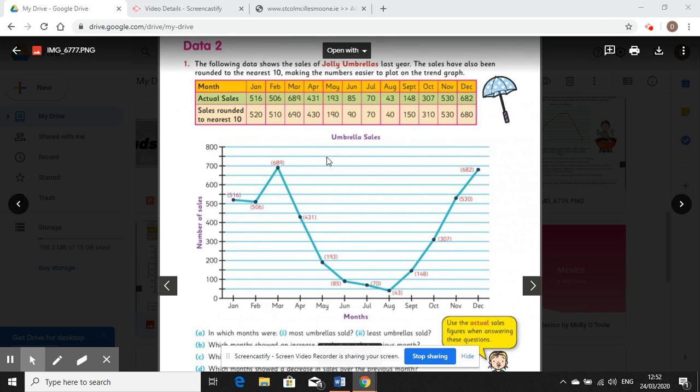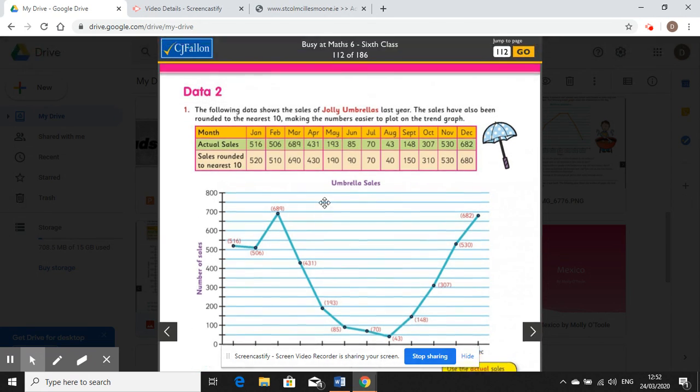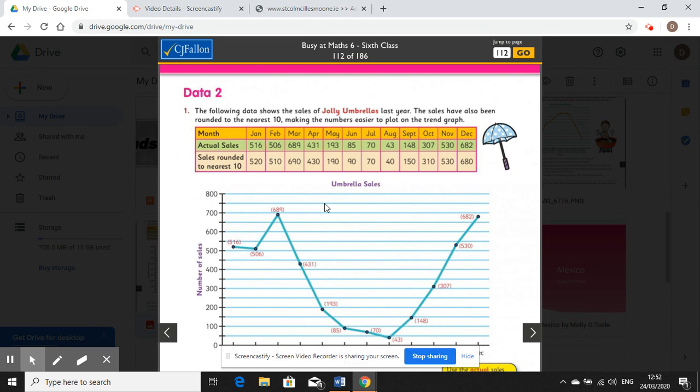So today we are going to take a look at page 112 of our maths book. Okay, so here we have the following data shows the sales of Jolly umbrellas last year. The sales have also been rounded to the nearest 10, making the numbers easier to plot on the trend graph.